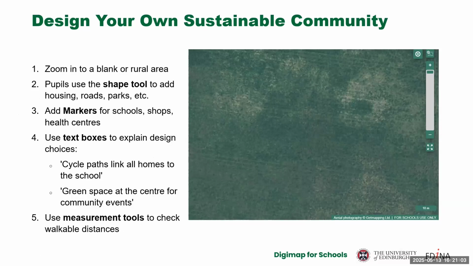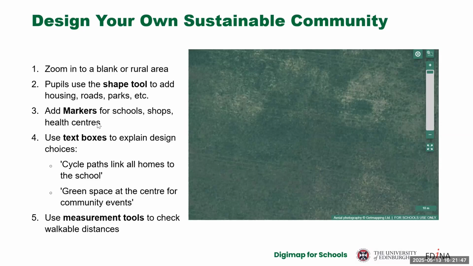You can zoom in to a blank or rural area, for example, and ask your students to draw elements on that area. So you can start with a blank space, choose an open rural location, then the pupils add features using the drawing tools, and they will use the shapes to add buildings. They can use the line and the buffer tool to add roads and lakes and so on.